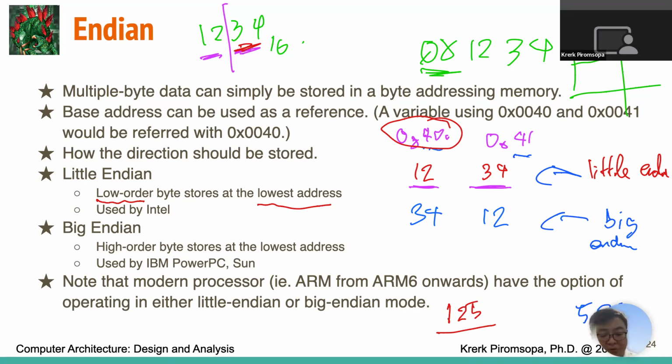Sorry, I just saw that I wrote it wrong, so it should be this. Sorry, this has to be big. Sorry, this has to be little. Low, or least significant, stays at the lower address. So this is least significant, so it stays at the lower address. Sorry, I wrote it in a hurry earlier and got it backwards.